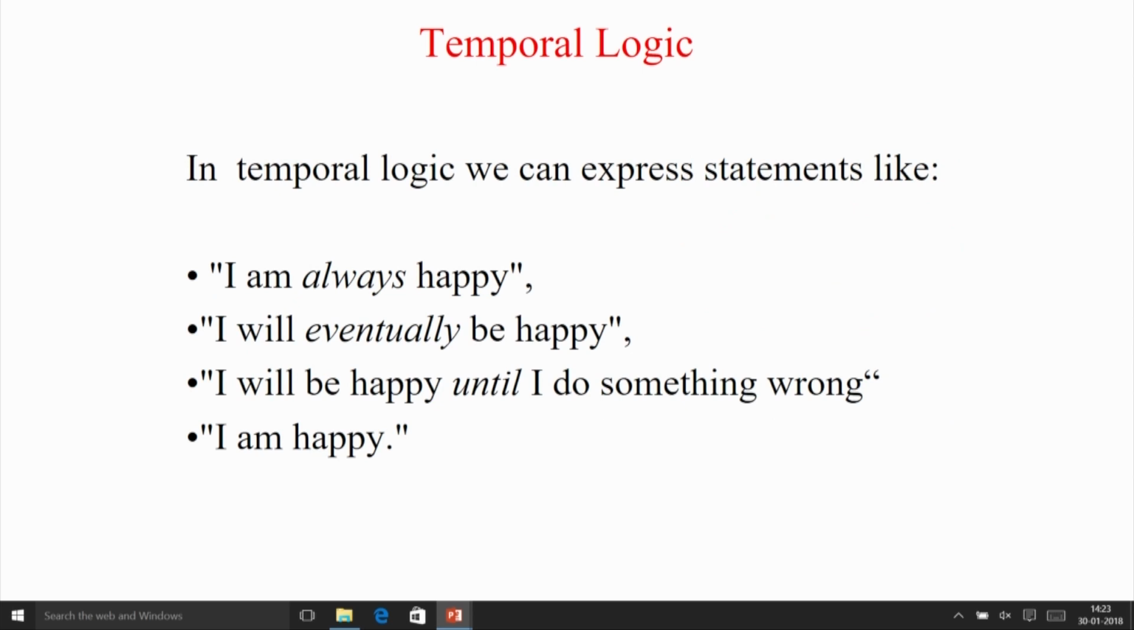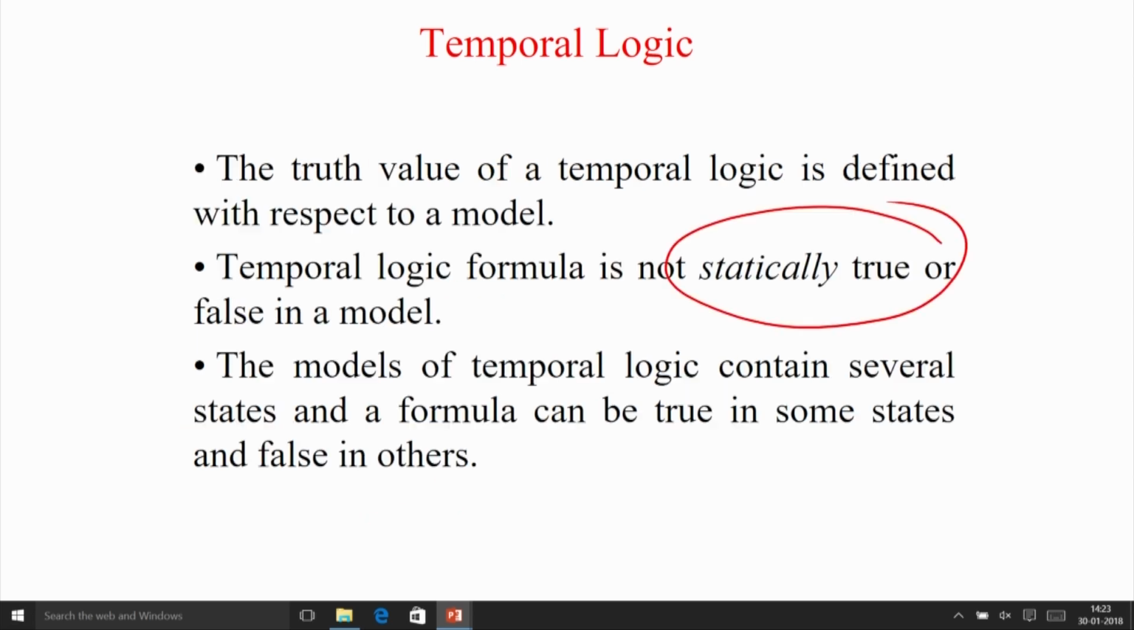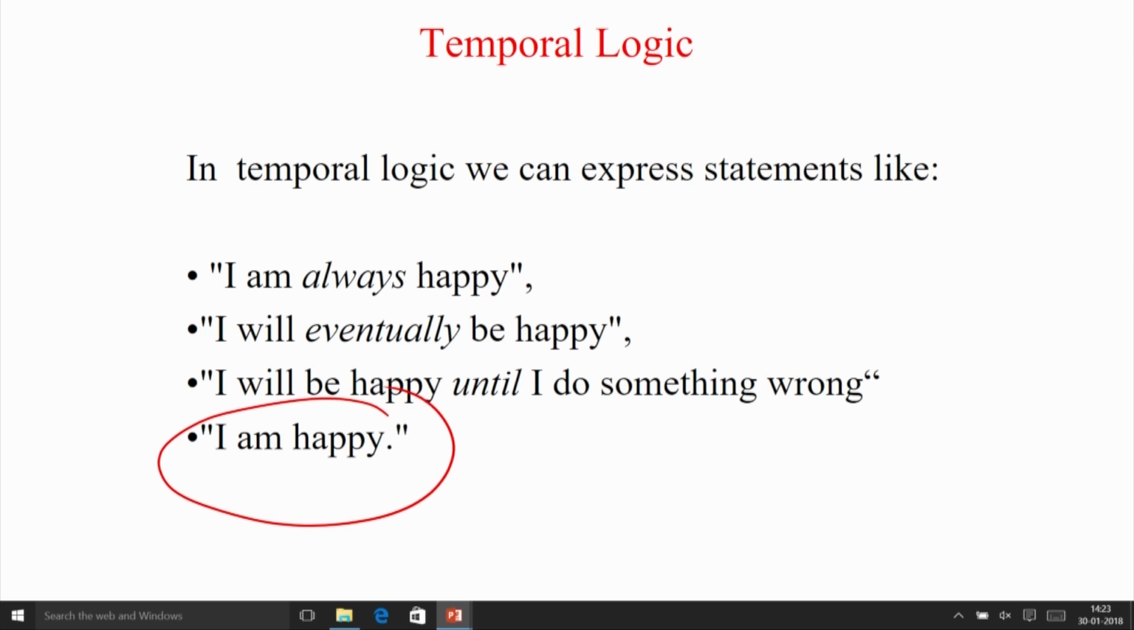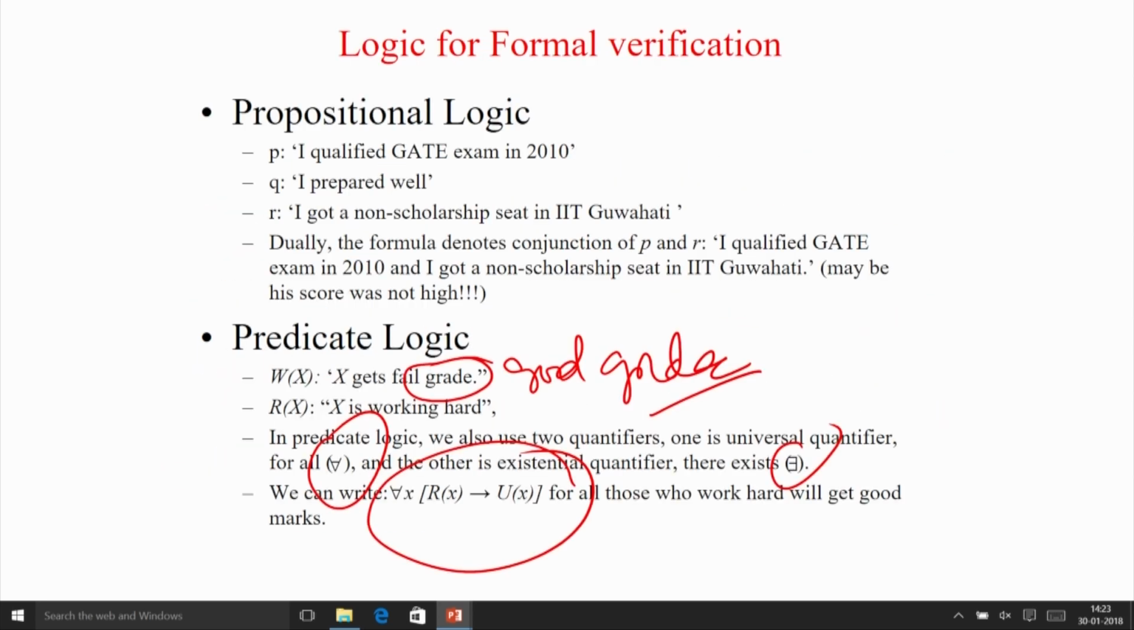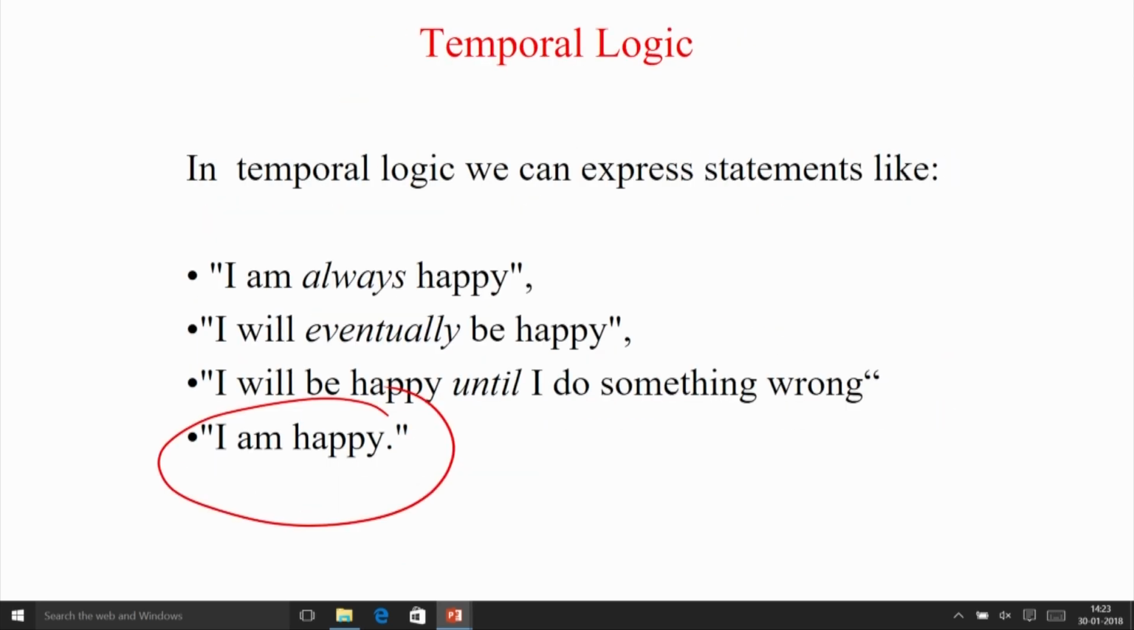Some examples: I am always happy, that means there is something which is valid in all states. I will be eventually happy, that means there is some future state where I will be happy. I will be happy until I do something good. I am happy is basically some kind of propositional logic. But you can think of temporal logic as a superset, because if you say that something is true in all these states, that is nothing but your propositional logic. Temporal logic means it can change over states, but even if it does not change over states, it is still valid.